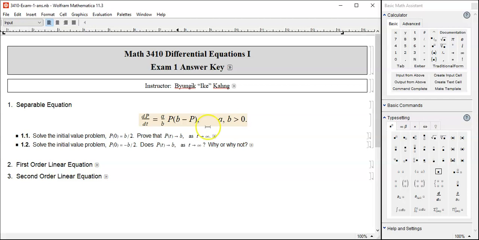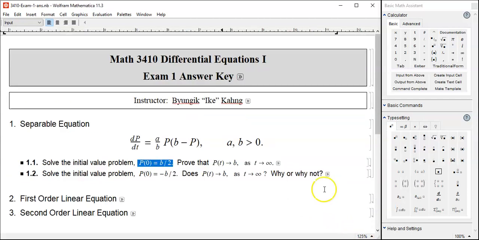And once you have the separation, you can integrate and solve for p. And finally, once you have the solution, you can put in this initial value condition. IVC. Let me expand the font so that I can read this better. Okay, IVC, P of 0 is b over 2. And then once that is done, you can do this. P of t goes to b as t goes to infinity. Let's talk about all these.